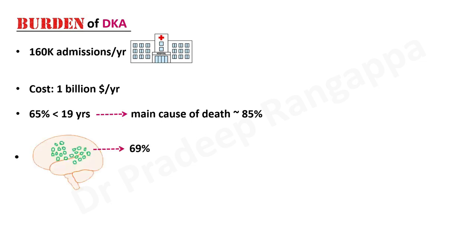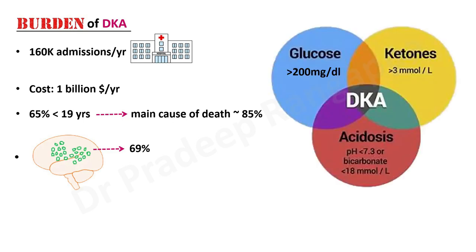And 69% of the patients with DKA can present with cerebral edema, which is also a cause of concern. So they can be obtunded, confused, and so forth. So in the exam, obviously, when we ask about DKA, it's good to put this triad: they have a high glucose, more than 200 milligram per deciliter, and they have ketone bodies, and they have acidosis. This typically forms the triad of DKA.